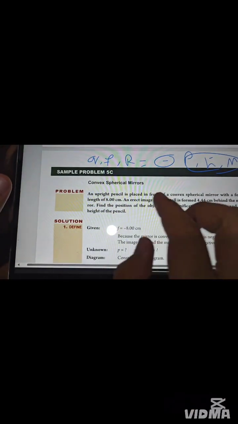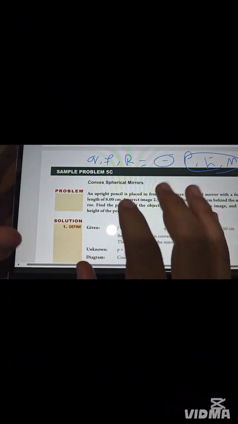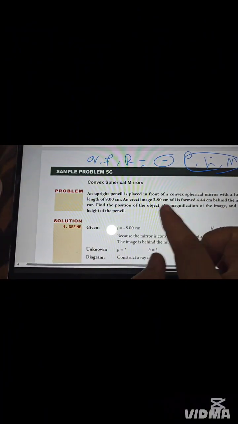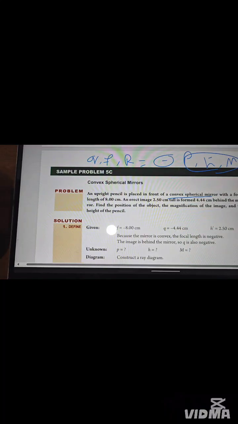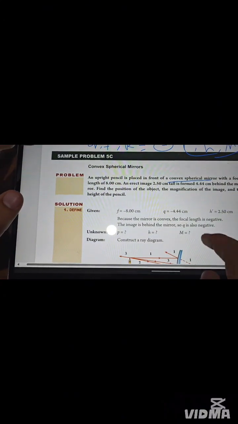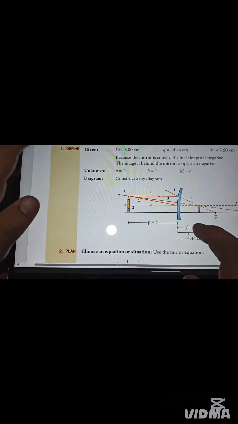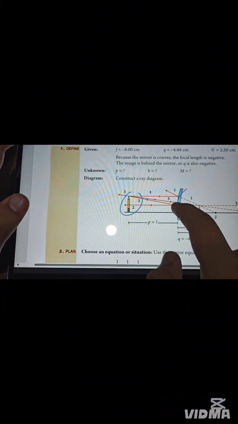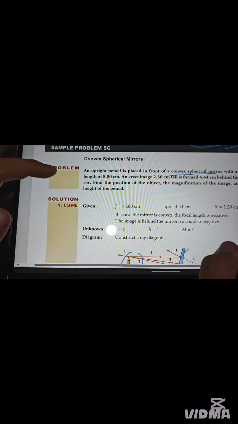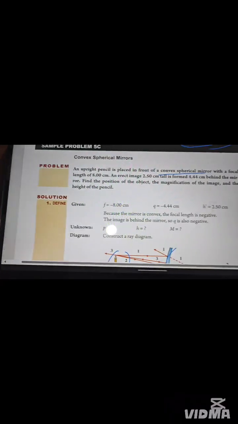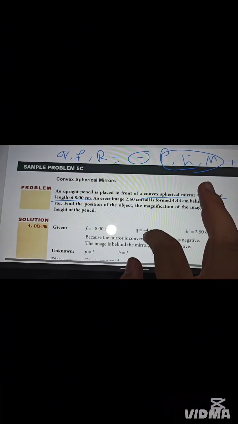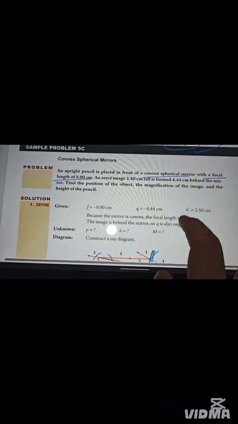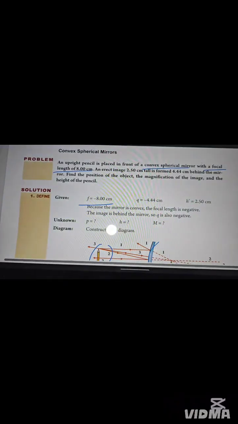Example: an upright pencil is placed in front of a convex spherical mirror. Look, we are putting this pencil in front of this convex spherical mirror, with a focal length equal to 8. We said in a convex spherical mirror the focal length must be negative, so here you have to write negative 8.